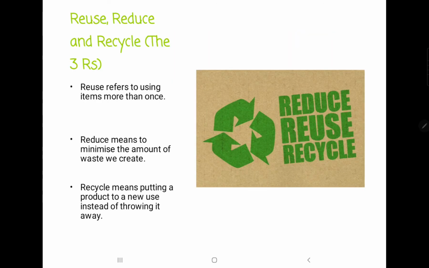And next, lastly, reuse, reduce, and recycle, the 3 R's. So these are environmental things you can do to reduce pollution and environmental problems. Reuse refers to using items more than once. Reduce means to minimize the amount of waste we create. And recycle means putting a product to a new use instead of just throwing it away.